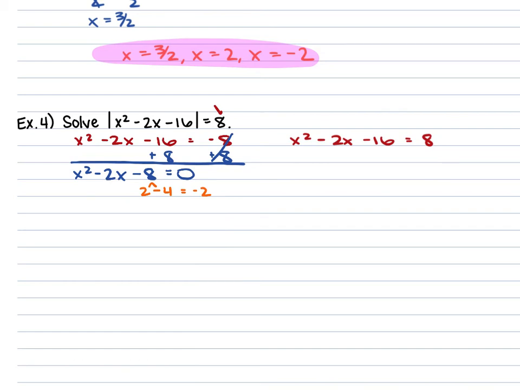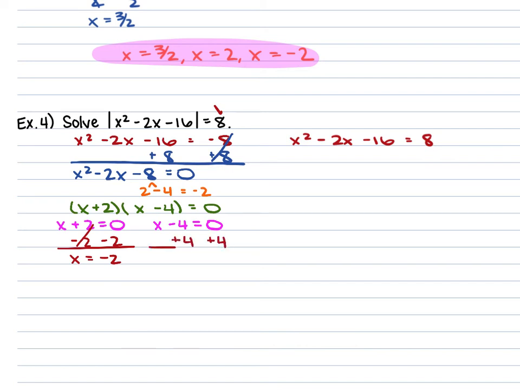So this is going to factor out to be x plus 2 times x minus 4 is equal to 0. For this, we can separate this to be x plus 2 is equal to 0, as well as x minus 4 is equal to 0. From here, we're just going to solve both of them. So we're going to move the 2 over by subtracting it from each side. We get x is equal to negative 2. We move the 4 over by adding it to each side. We get that x is equal to positive 4.